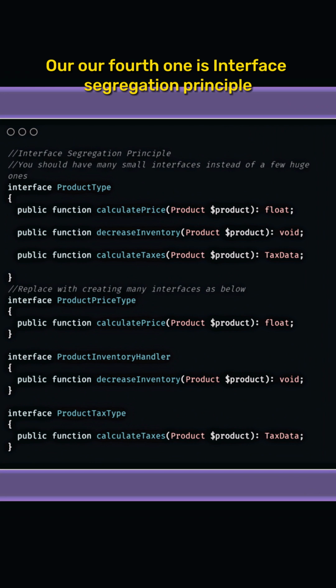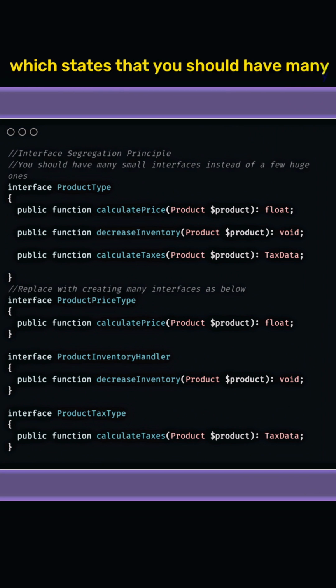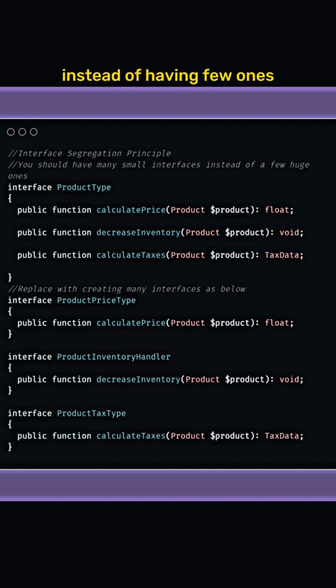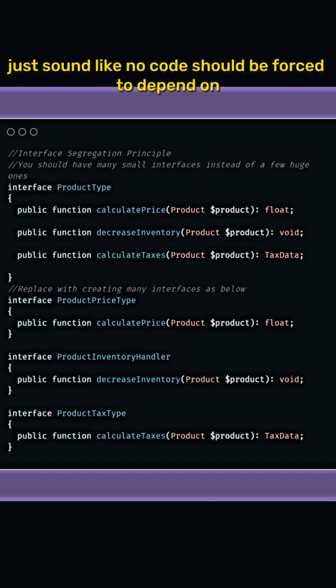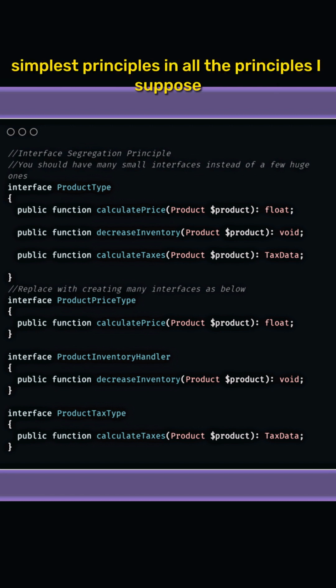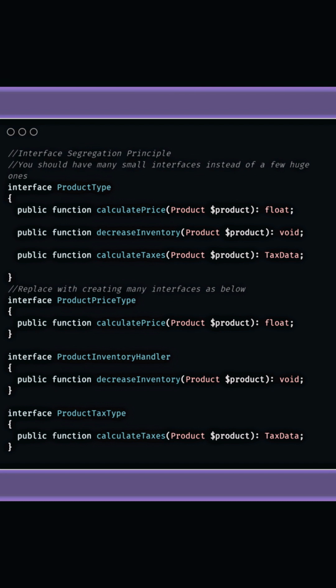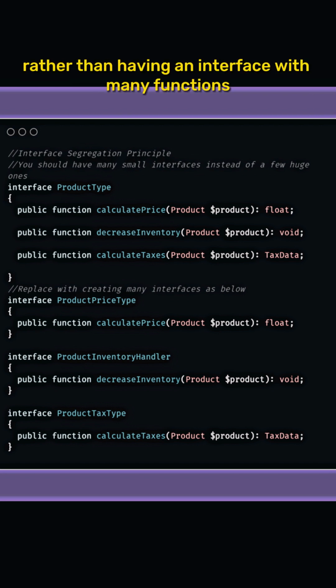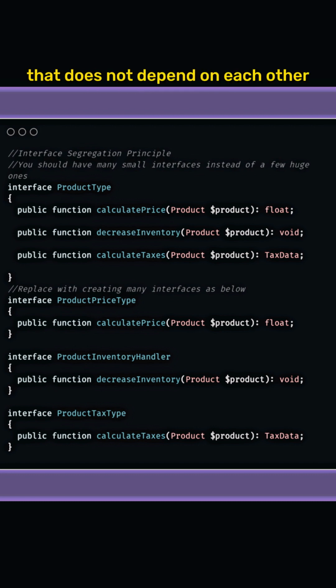Our fourth one is the interface segregation principle, which states that you should have many small interfaces instead of a few large ones. The original principle sounds like this: no code should be forced to depend on methods it does not use. It's straightforward. I think this one is among the simplest of all the principles. It's just better to have a small interface that handles a single responsibility and is independent, rather than an interface with many functions that do not depend on each other.